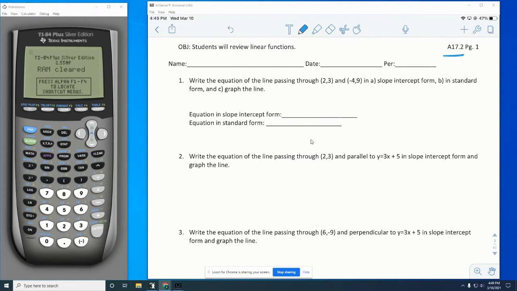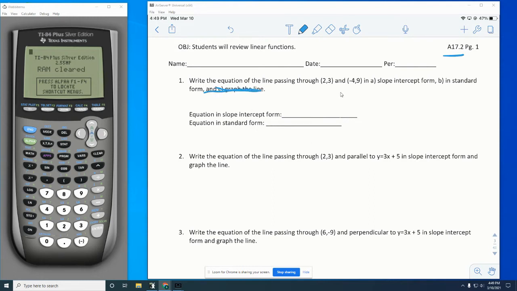Problem 1 wants us to write an equation of a line passing through the points (2, 3) and (-4, 9) in A, slope-intercept form, and B, standard form, and then they want us to graph the line, but there's no graph shown, so we're only going to do the first 2 parts.